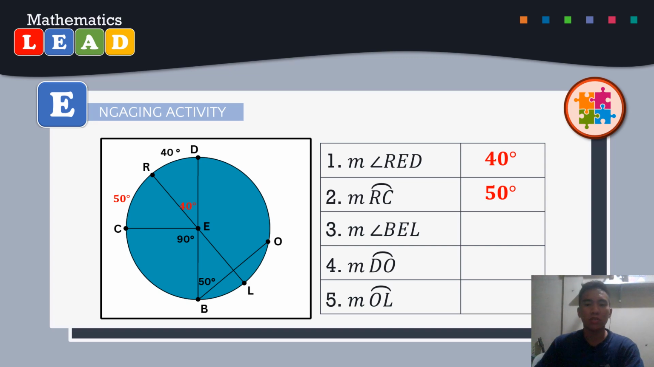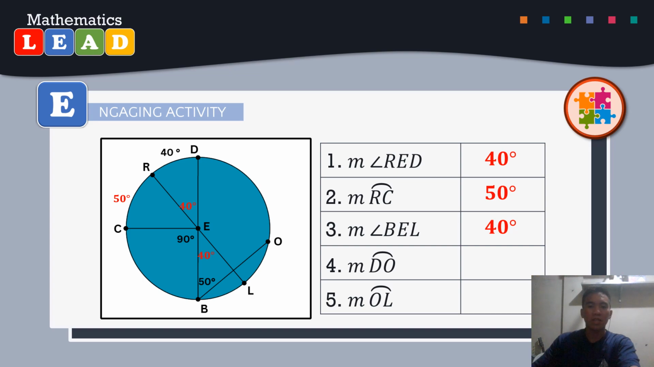How about the measure of angle BEL? What could be its measure? Very good. Angle BEL is a vertical angle to angle RED, which means that they are congruent. Since angle RED is 40 degrees, angle BEL is also 40 degrees.